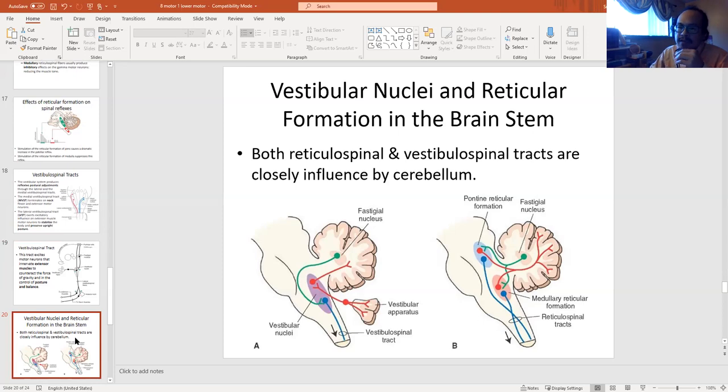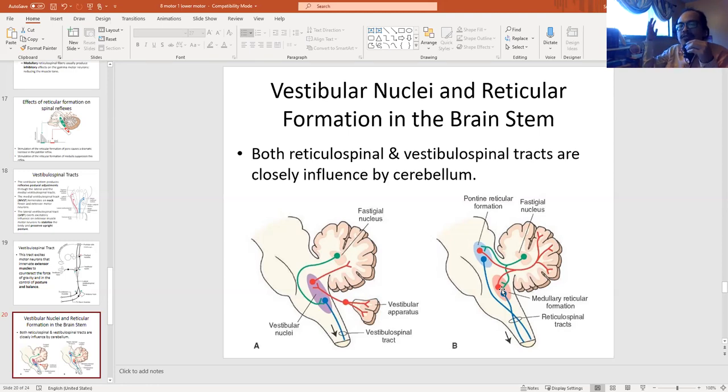And this one just summarizes what we just learned: the reticular from the pontine and the medulla, the vestibulospinal tract, the reticulospinal tracts. One thing I want to show you here is that these two tracts, even though they are two different tracts from two different nuclei, are all influenced by the cerebellum. So the cerebellum processes signal to influence the vestibular. The cerebellum also processes signal to influence the reticular. So your muscle tone is influenced by the cerebellum. Your body balance is influenced by the cerebellum.